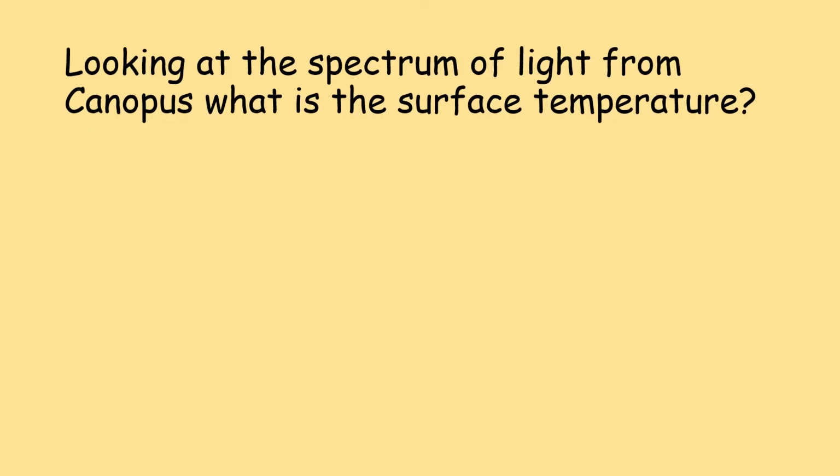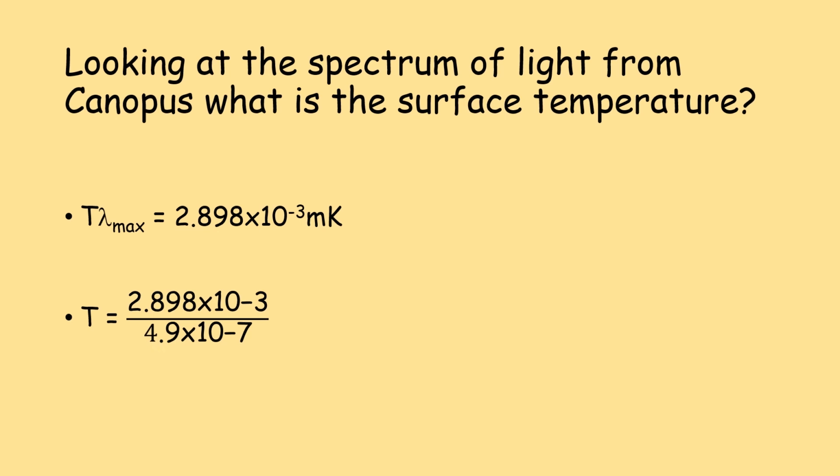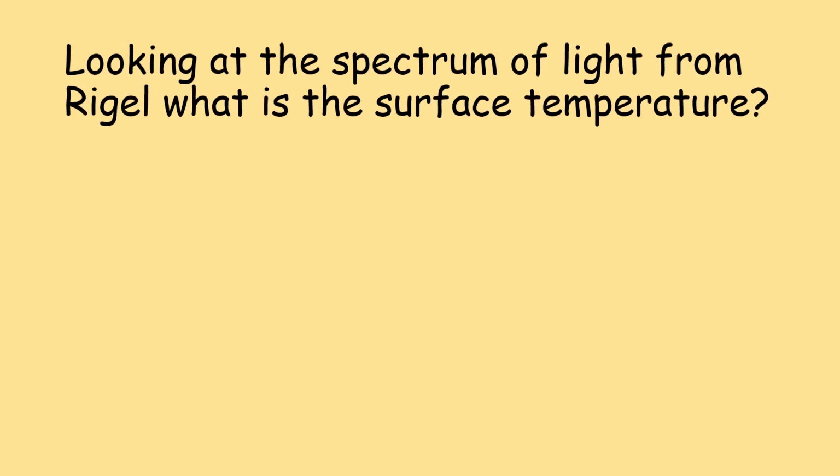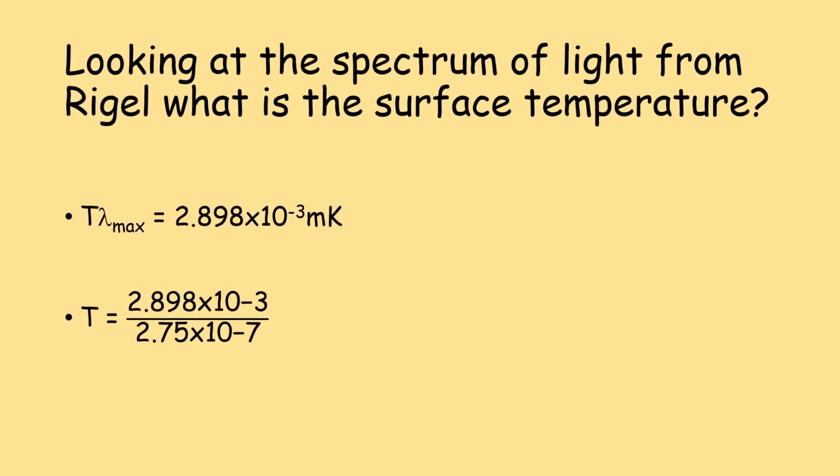Okay, so if we look at Canopus, what is the surface temperature? So again, we use Wien's law, we use Wien's constant. I've taken the peak wavelength to be 490 nanometers. So we just plug that into the equation and we end up with a temperature of 5,920 Kelvin. And now we do exactly the same thing for Rigel. Here I've used 275 nanometers and you end up with a temperature of 10,500 Kelvin.